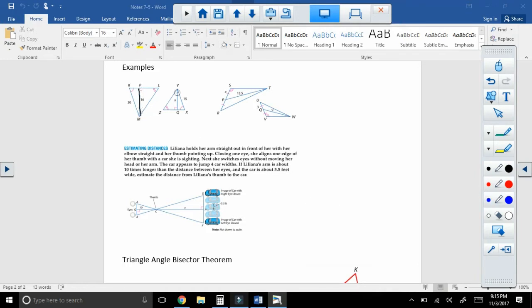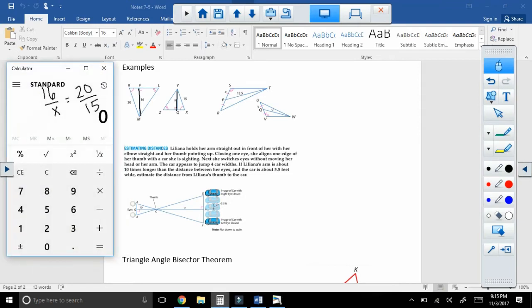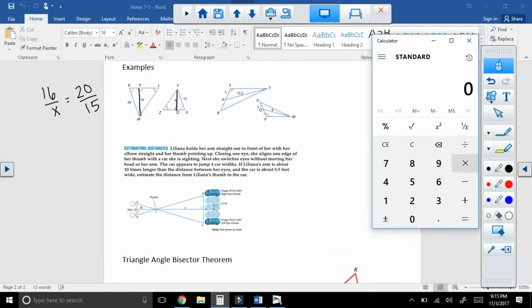For this one here, these are both altitudes. So I would say that 16 is to X, and then I just match that up with my corresponding sides. So in this case, that's going to be 20 to 15. And if you need to, go ahead and grab a calculator. When I cross multiply, I'm going to have 16 times 15. I get 240. And then I'm going to divide that by 20. So X is going to equal 12.